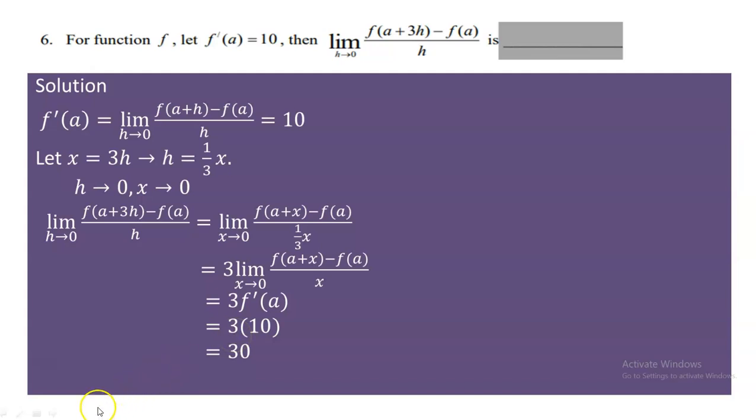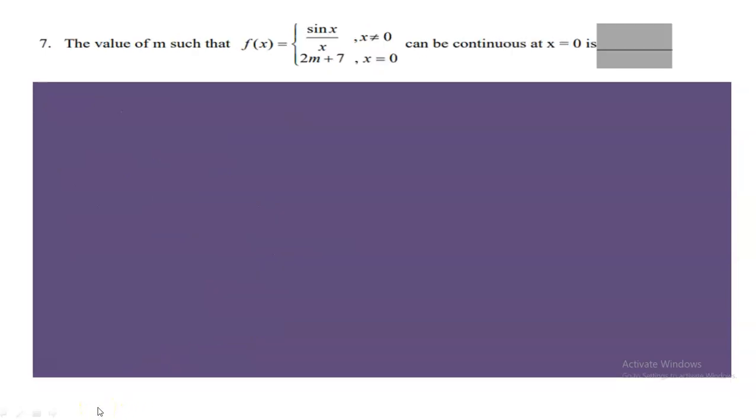Next from this, question number 7 is going to come, and here we are going to answer a question involving continuity. So this function, as a piecewise function, has been defined this way. You've been told that this function is sine x over x for any value except 0. Except 0, the function is sine x over x. And for this particular case, the function is 2m plus 7 when x is 0. So you are asked to determine the value of m for which this can be continuous at 0.